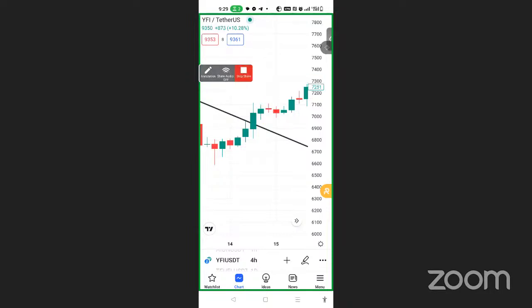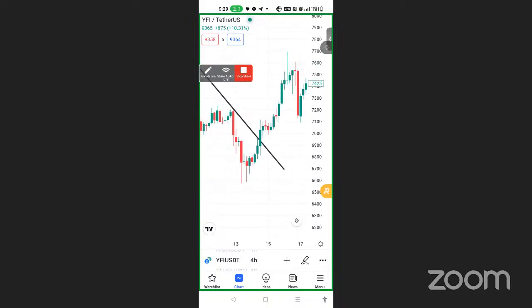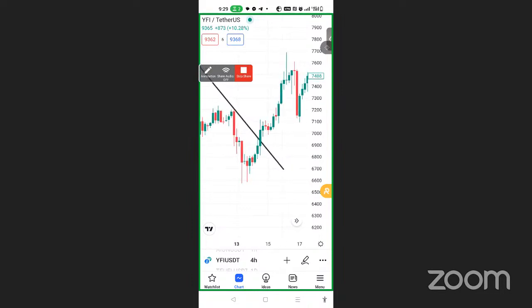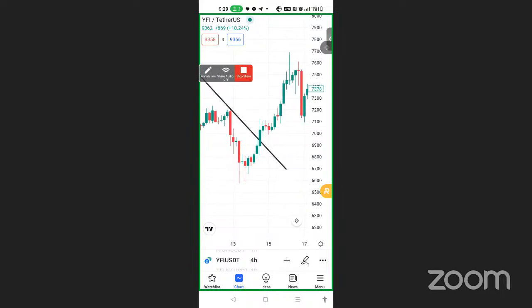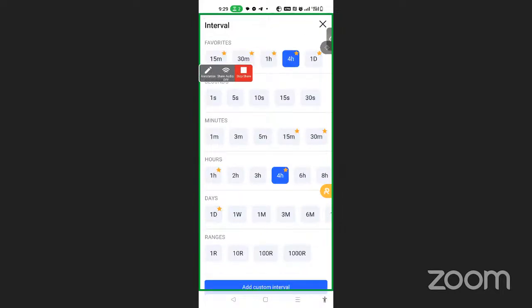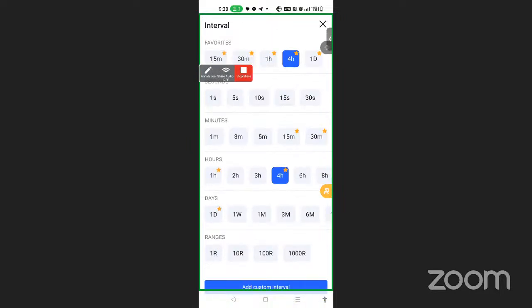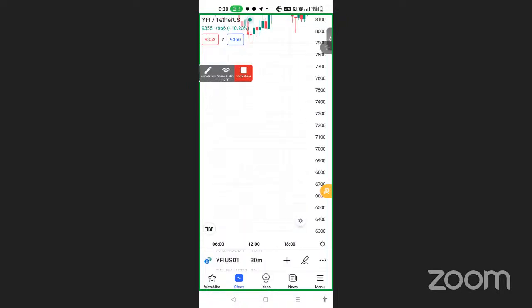So you see, I can monitor this market that was going down and has turned to be an uptrend. So if I had made my entry on the close of the candle, this is the 4 hours. So I draw my trend line in the 4-hour time frame. Then I go look for it in 30 minutes. So you draw in 4 hours, then go and look at it in 30 minutes.